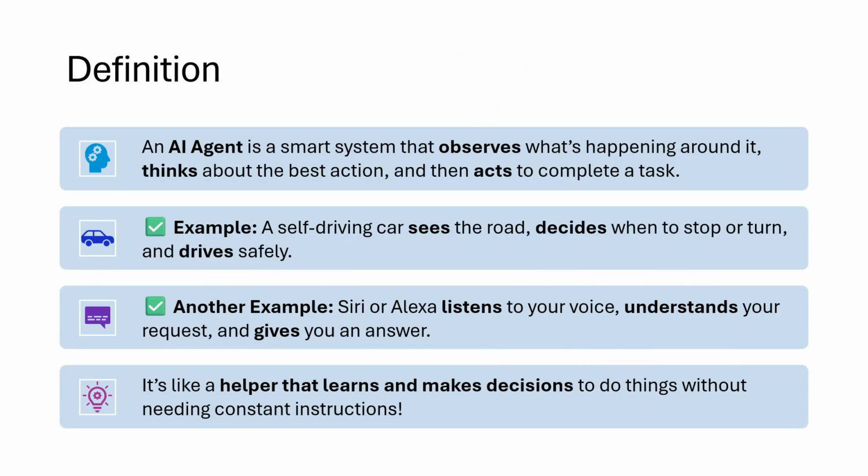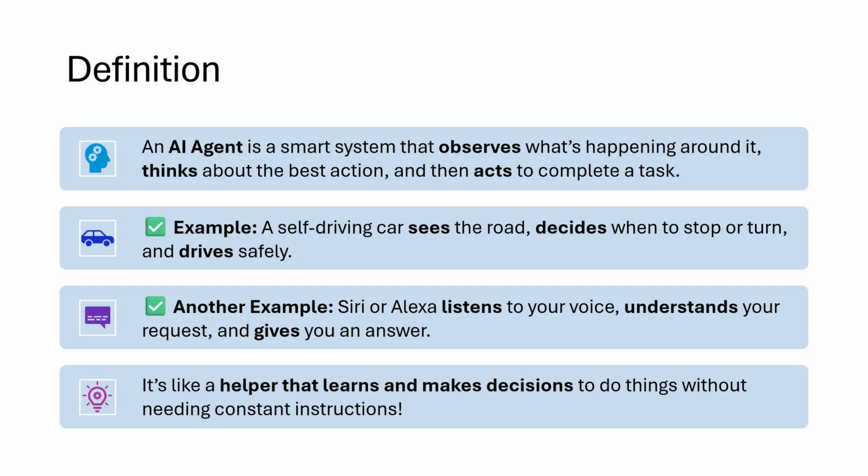Let's define it first. An AI agent is a smart system that can observe, that can think and can act. It is like a brilliant human. We can observe, we can think, and we can act. Same is the case. The AI agent can observe what's happening around it. Then it can think about the best action which can be taken. And it acts to complete the task.